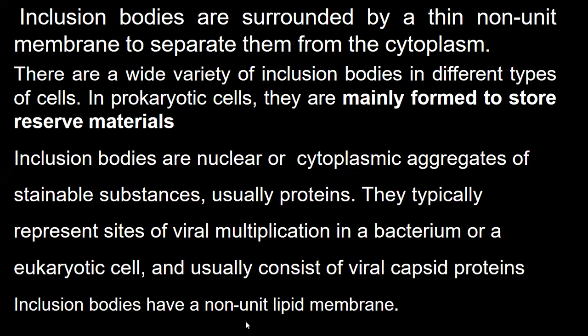So they are nuclear or cytoplasmic aggregates of stainable substances, usually protein. They typically represent sites for viral multiplication in a bacterium. Now, when a bacteriophage infects a bacterium, the site of viral multiplication is usually the inclusion body, because the inclusion body is like a storage facility that helps to reserve materials needed by the cell. It usually consists of viral capsid protein. The inclusion bodies have a non-unit lipid membrane.